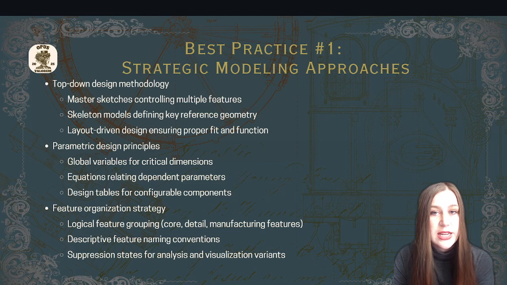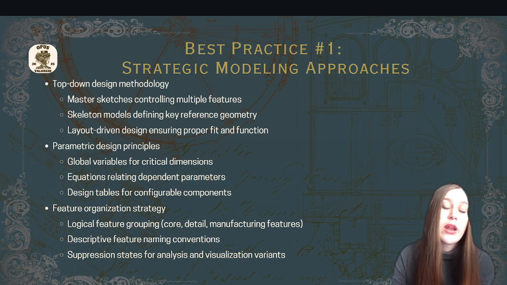For your feature organization strategy, use logical feature grouping, for instance with core, detail, and manufacturing features. Use descriptive naming conventions for your features, and use suppression states depending on whether you have to perform an analysis and whether you're visualizing the model.